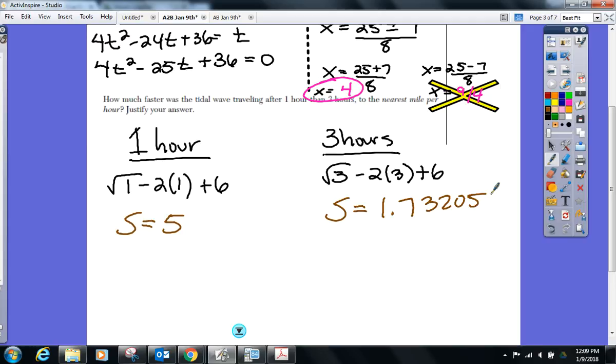What do I do to the 2 here? Subtract them. Yep, I hear you under your breath. Subtract them. Okay, so 5 minus 1.73205. And then what are you guys getting? What was it? Give me a couple more. 3.27. What is it? 6.